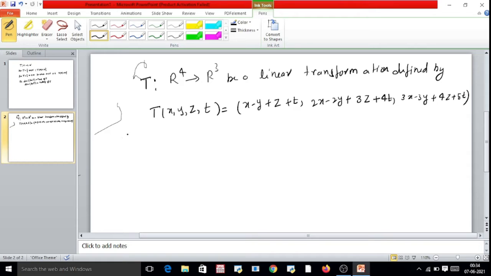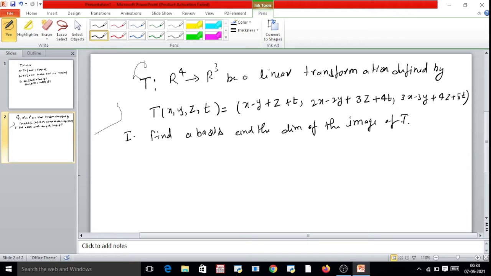So we have to find first a basis and the dimension of the image of T. And second, find a basis and the dimension of the kernel T. Solution.